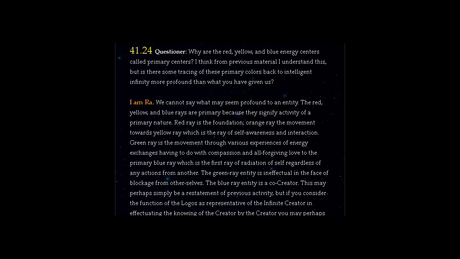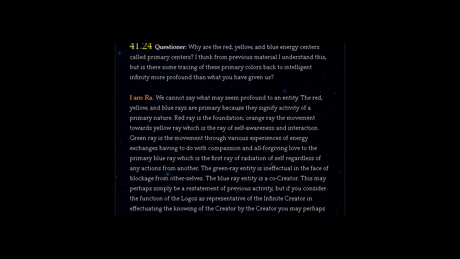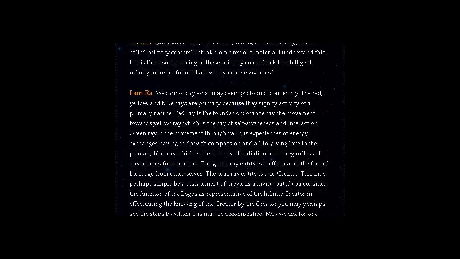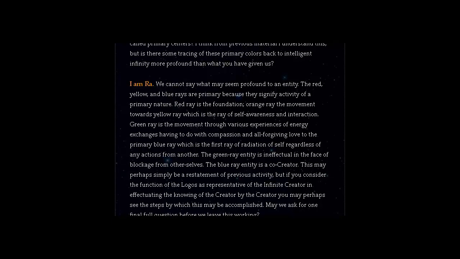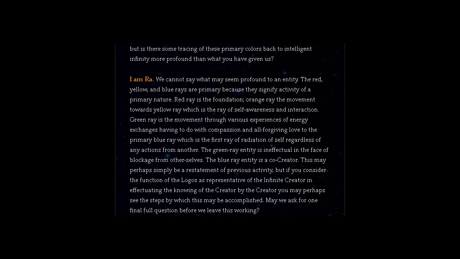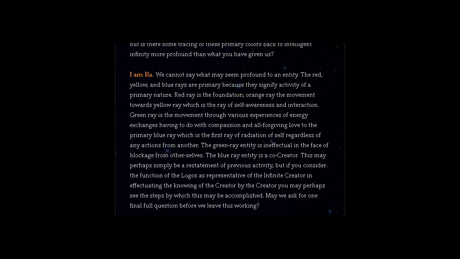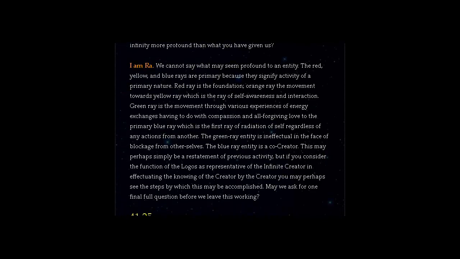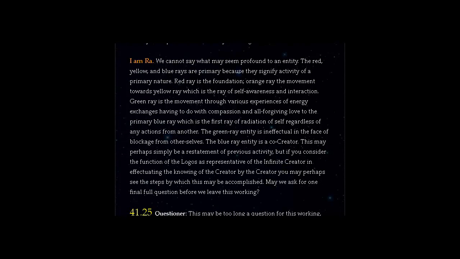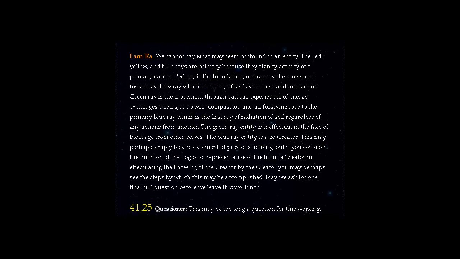This may perhaps simply be a restatement of previous activity, but if you consider the function of the Logos as representative of the infinite Creator and effectuating the knowing of the Creator by the Creator, you may perhaps see the steps by which this may be accomplished. May we ask for one final full question before we leave this working?